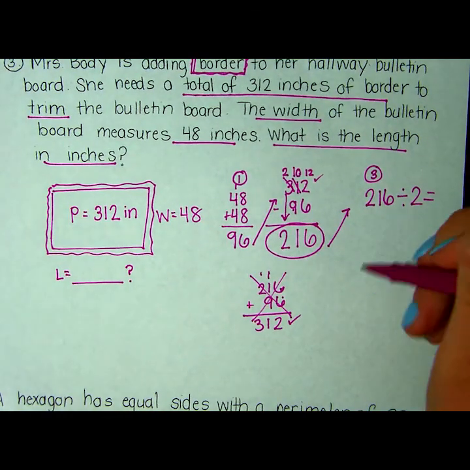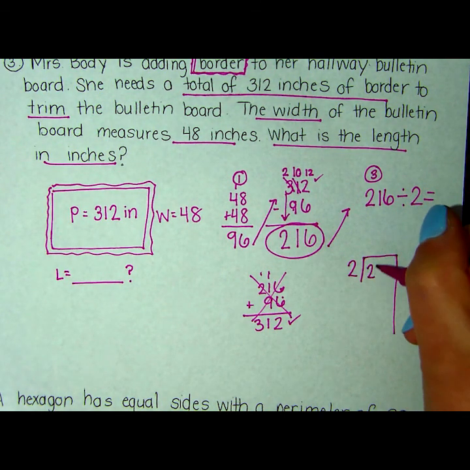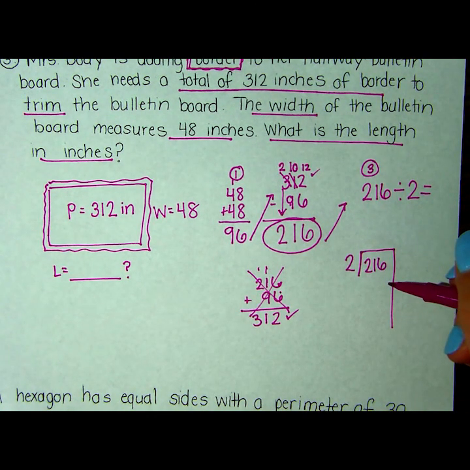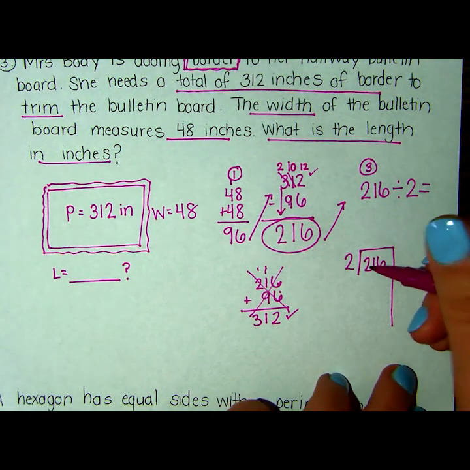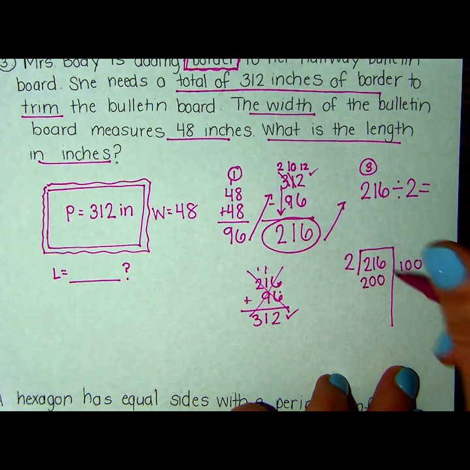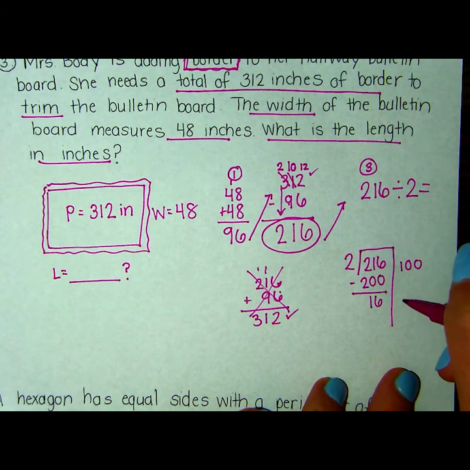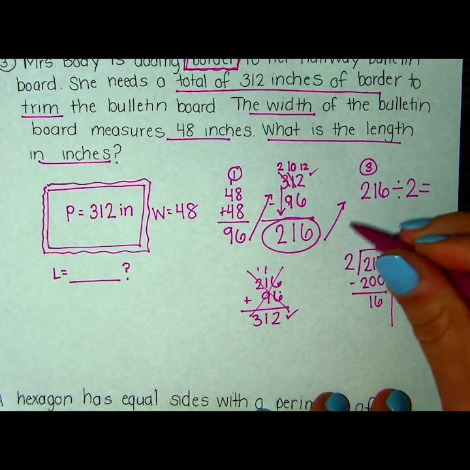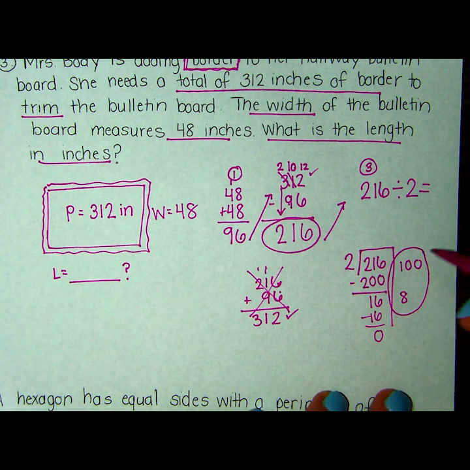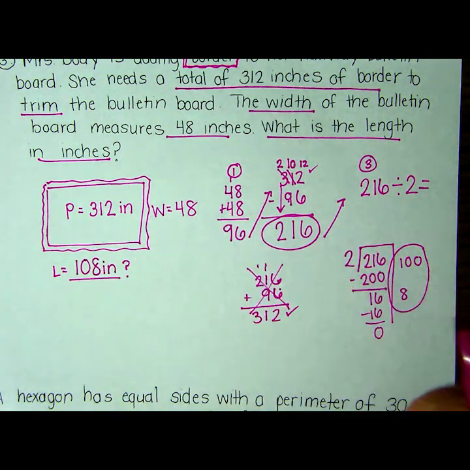So let's take a look. Now, how many times will 2 go into 216? Well, I know it'll go 100. That would take away a group of 200. That would leave me with 16, and 2 goes into 16 8 times. So that would leave me 2 times 8, which is 16, 0. I can add my partial quotients for a total of 108 inches.